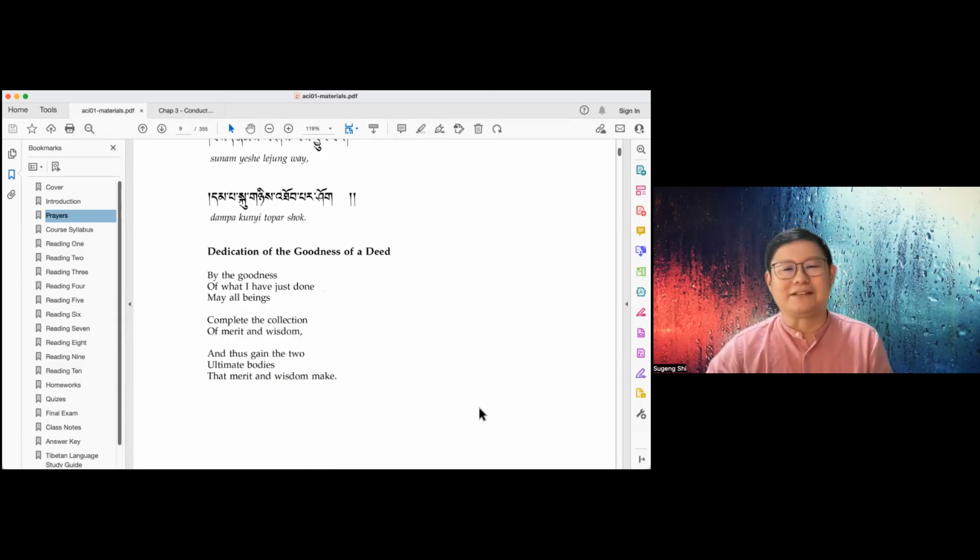So the last part is the dedication of the goodness of the deed. By the goodness of what I have just done, may all beings complete the collection of merit and wisdom, and thus gain the two ultimate bodies that merit and wisdom make, which are the Rupakaya and Dharmakaya. All right, so this is in accordance with what we are learning, right?